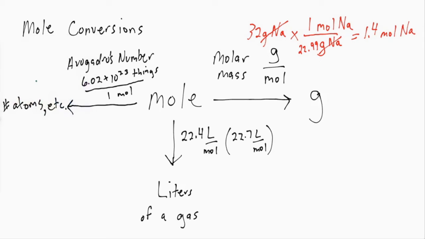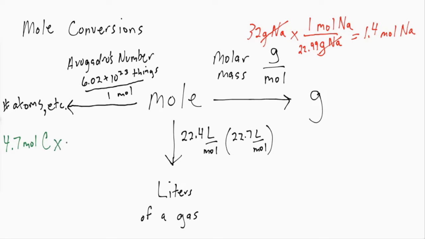Let's do one with Avogadro's number. So let's say I gave you, let's say you started out with 4.7 moles of carbon, and I want to know how many atoms of carbon do you have? Okay, well, you know what's given. That's step 1, 4.7 moles of carbon.